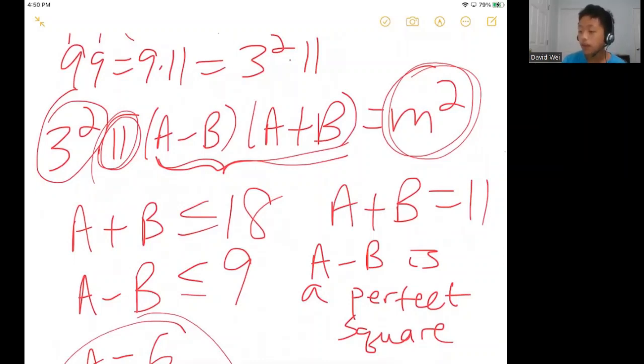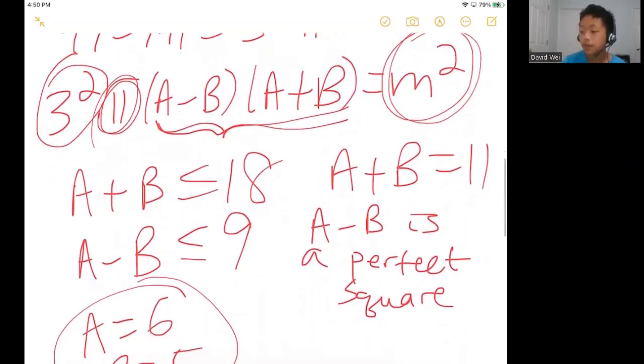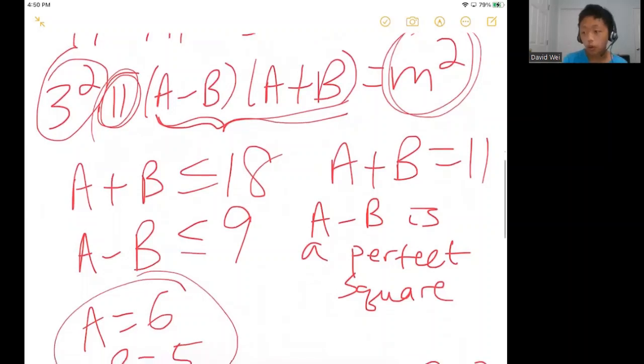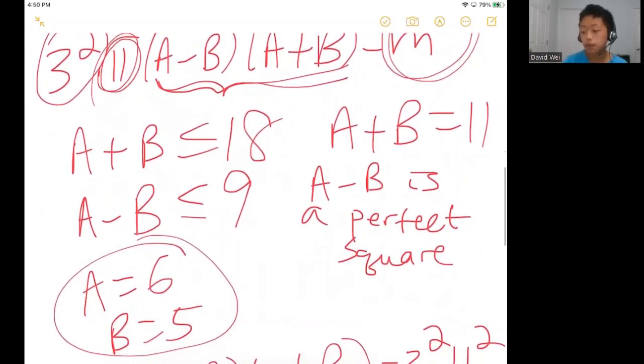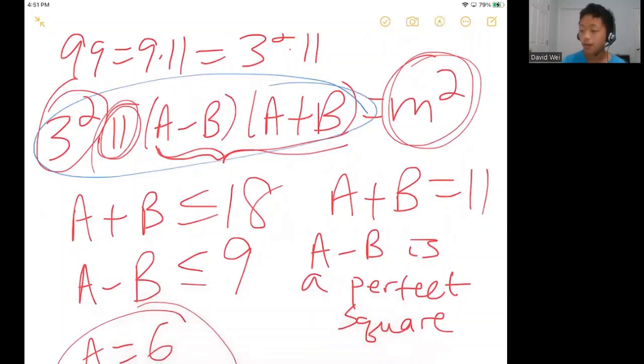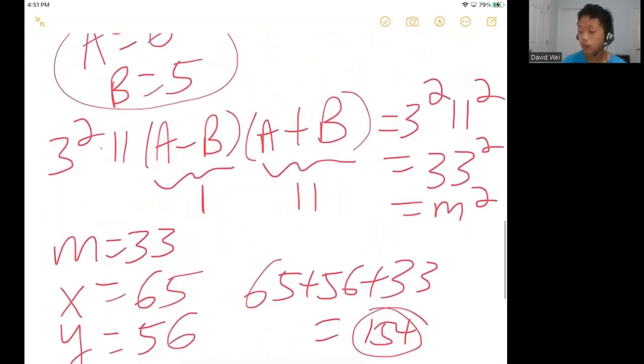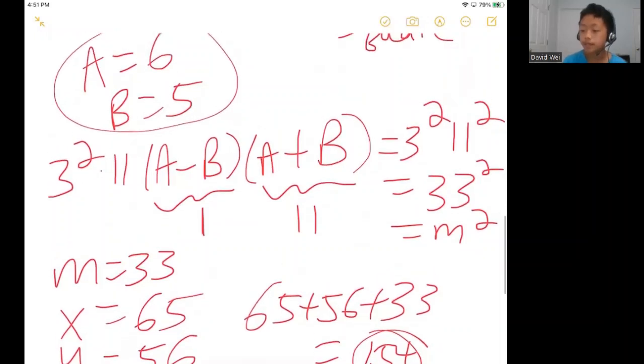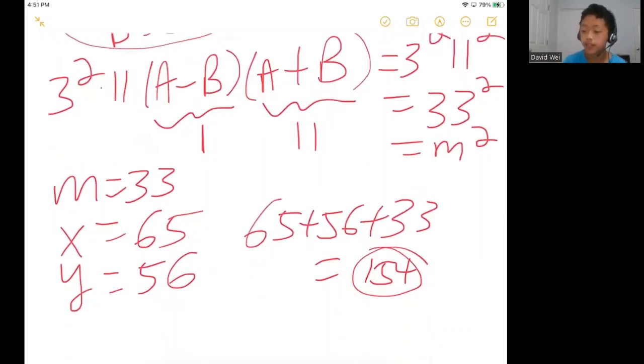And then if a plus b is 11, we need a minus b to be a perfect square. We found from inspection that a equals 6, b equals 5 works, because 6 plus 5 is 11, and 6 minus 5 is 1, which is a perfect square. If we plug a equals 6 and b equals 5 back into that equation, it simplifies down to 33 squared. So m is 33. And since a is 6, b is 5, we know x is 65 and y is 56. Adding the 3 numbers up, you get 154.